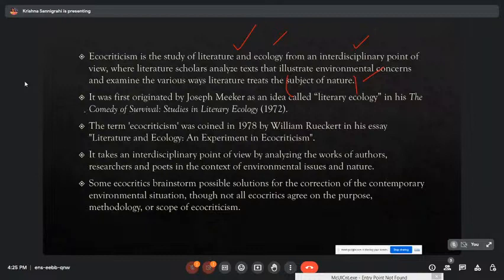So it was first originated by Joseph Meeker as an idea called literary ecology in his The Comedy of Survival: Studies in Literary Ecology. The term eco-criticism was coined in 1978 by William Rueckert in his essay Literature and Ecology: An Experiment in Eco-Criticism. It takes an interdisciplinary point of view by analyzing the works of authors, researchers, and poets in the context of environmental issues and nature. Some eco-critics brainstorm possible solutions for the correction of the contemporary environmental situation, though not all eco-critics agree on the purpose, methodology, or scope of eco-criticism.